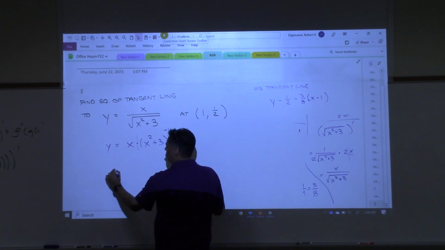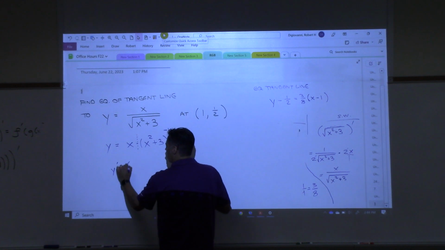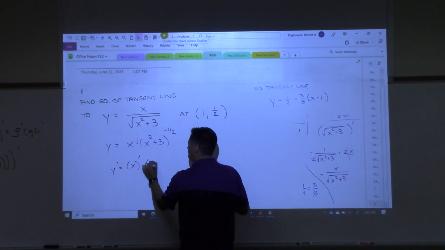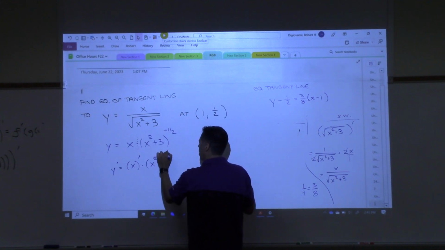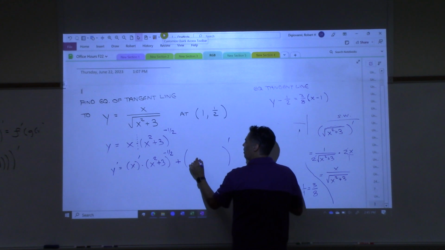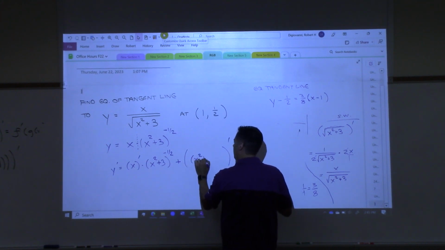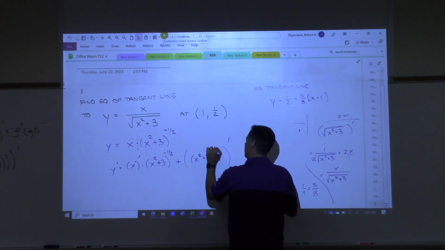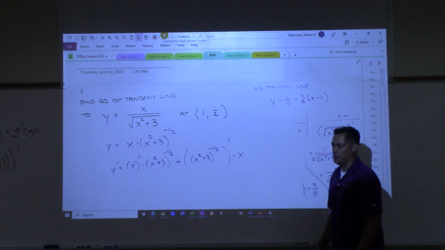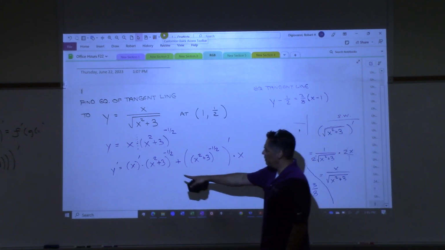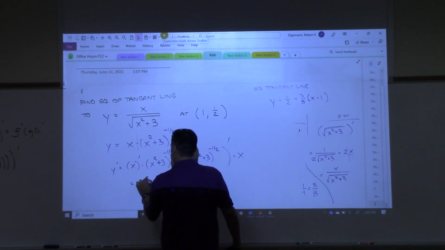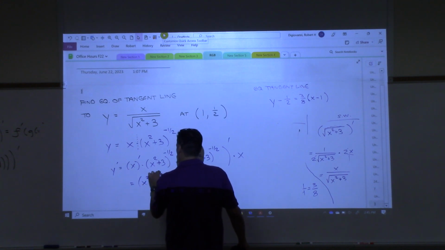Here's our product. So according to the product rule, you have to do derivative of the first one times the second one, plus now the derivative of this one, then times the first one. So that's what you have to do, right? Now when you take derivative of this, you just get 1. So this is just x squared plus 3 to the negative 1/2.